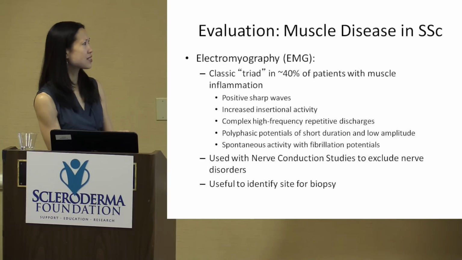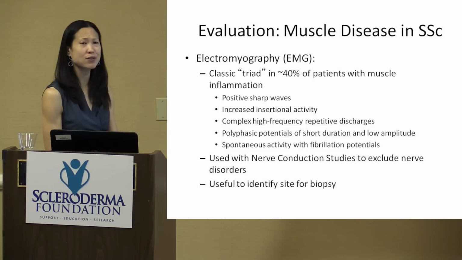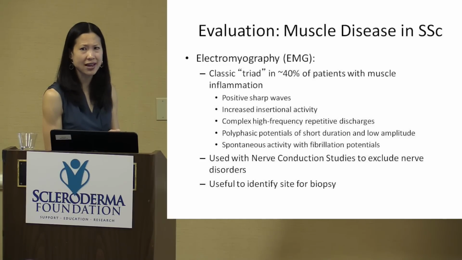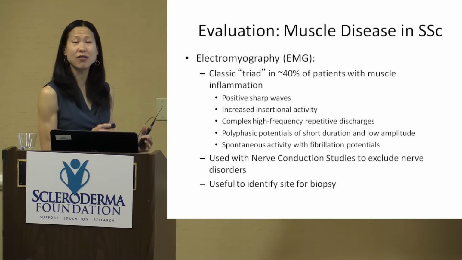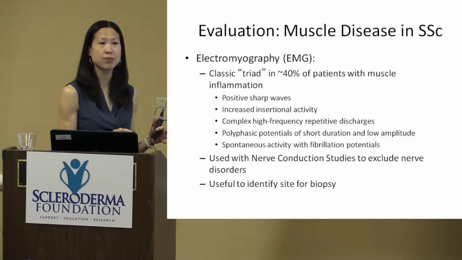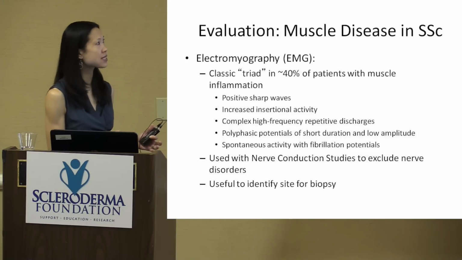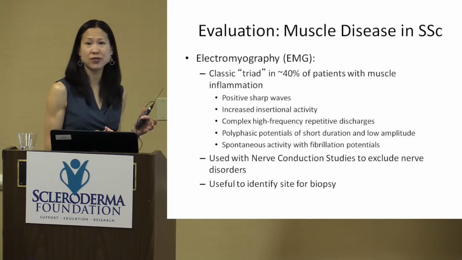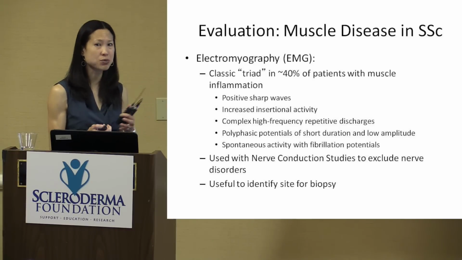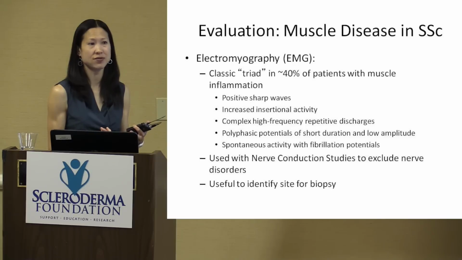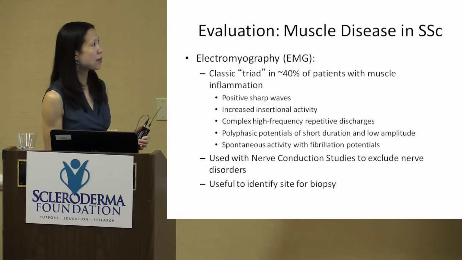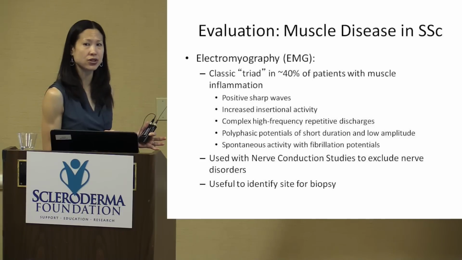And this is a list of what we as physicians have to memorize as the classic triad associated with muscle inflammation. And I still to this day cannot memorize all these. But about 40% of patients with muscle inflammation will have this classic triad. So, you know, the EMG is not perfect. It misses about 60% of patients who have muscle inflammation. But, you know, this can give you a general sense, and it's a fairly easy test to undergo.